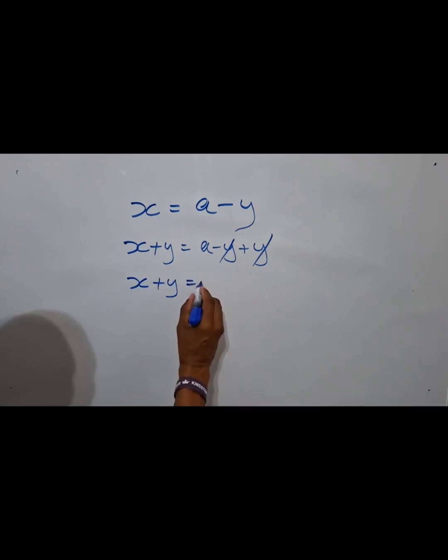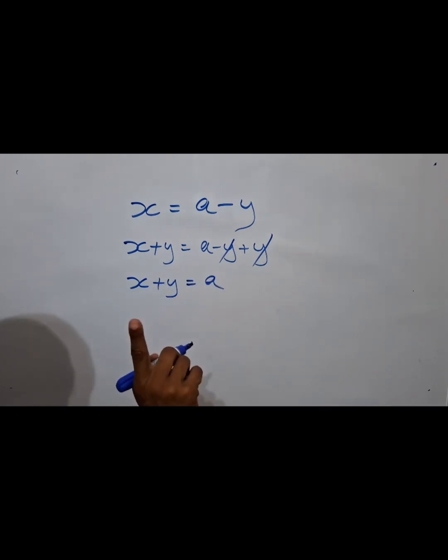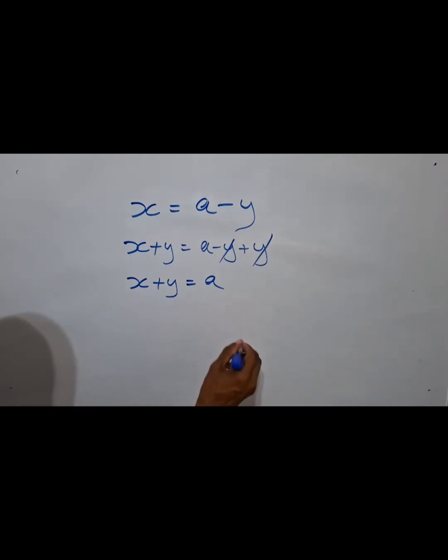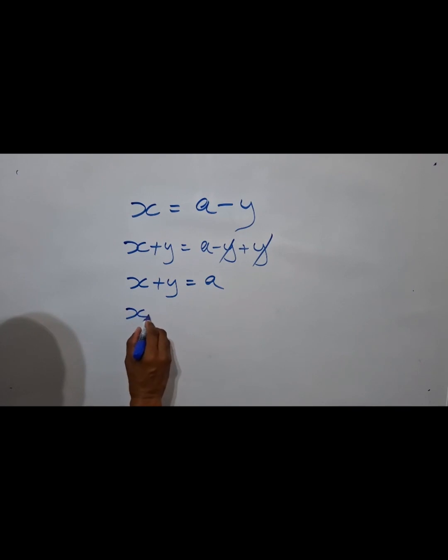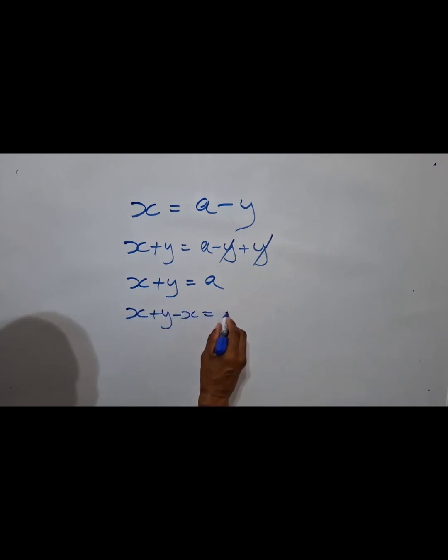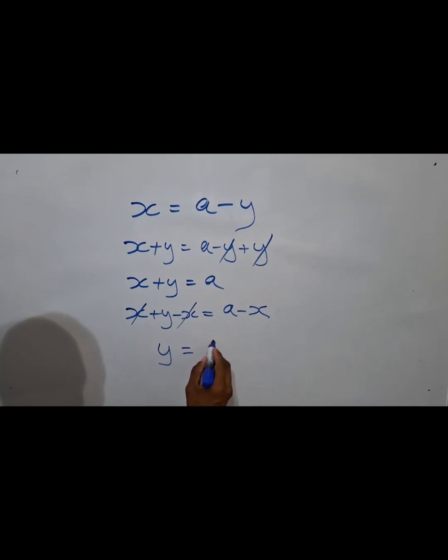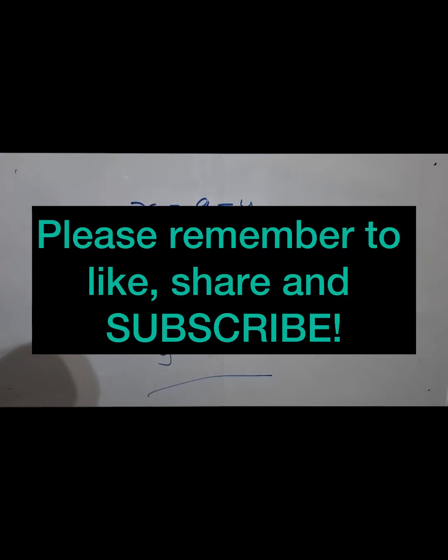So we have x plus y is equals to a. How do we get rid of this x? It's now positive, so we just take away the x from both sides of the equation. So we have x plus y minus x is equals to a. And of course, x minus x, that's 0. So that leaves us with y is equals to a minus x. Pretty easy. Yeah, I believe so too.